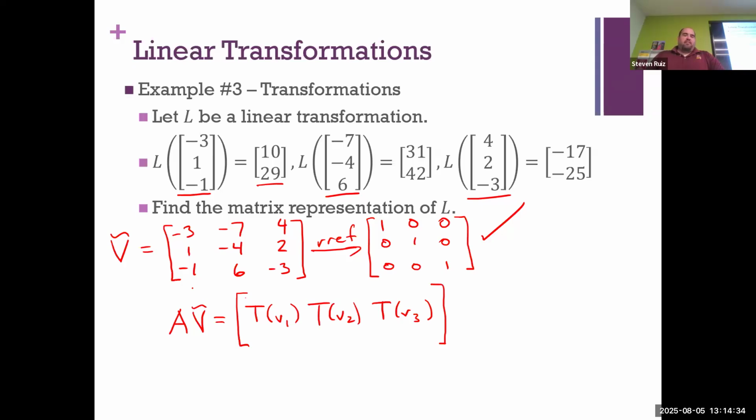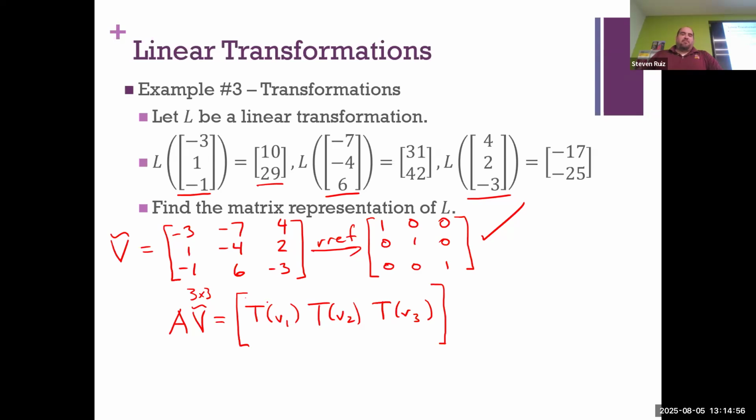So let's talk about orders again. We said the order of V was 3 by 3. What's the order of this matrix on the right-hand side? 2 by 3. I'm sorry, yeah, 2 by 3.